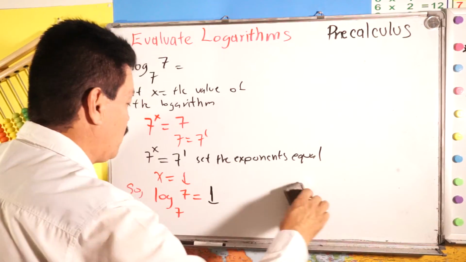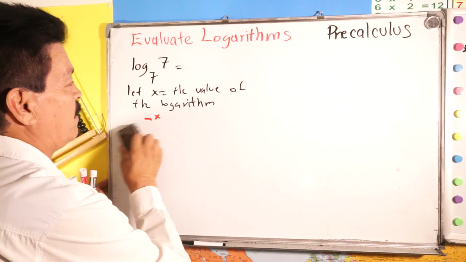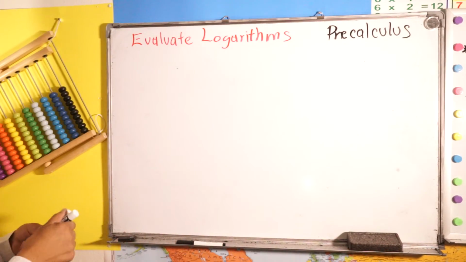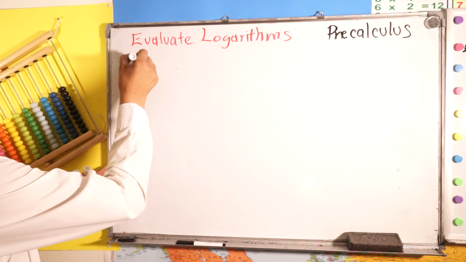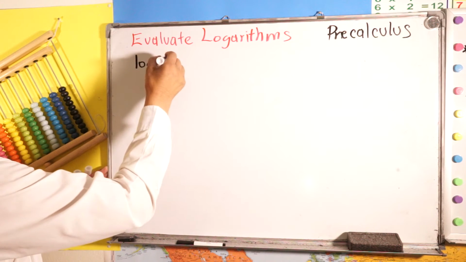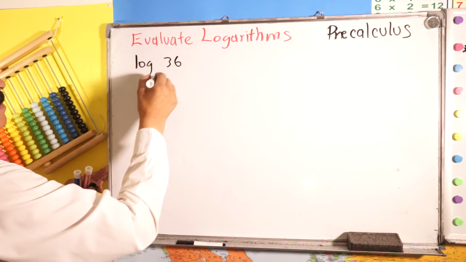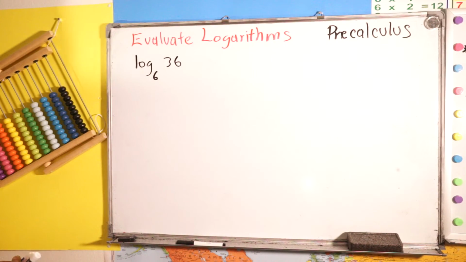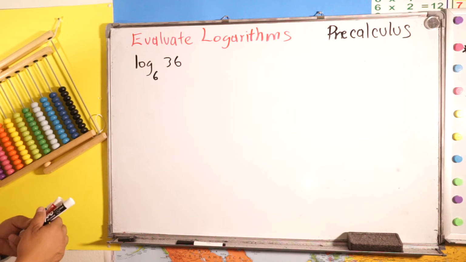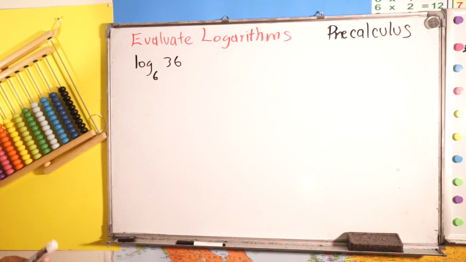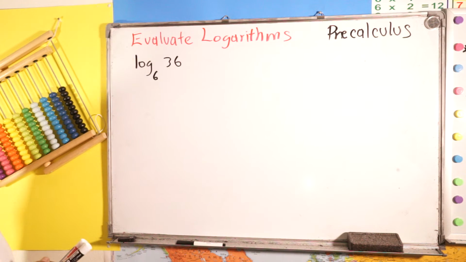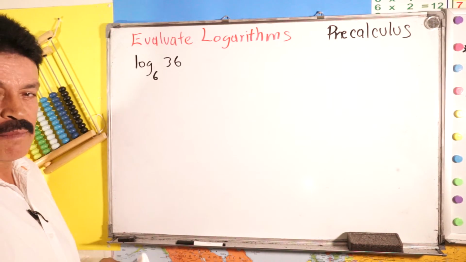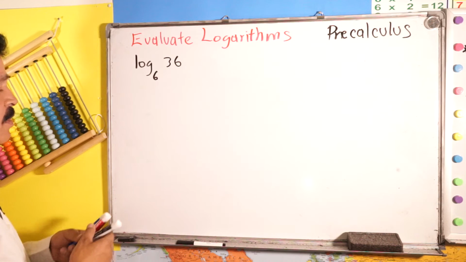Let me show you another, different problem. Look at this one. This one is log of 36 with the base 6, all right? With the base 6. So next step, convert the logarithm equation to the exponential equation.